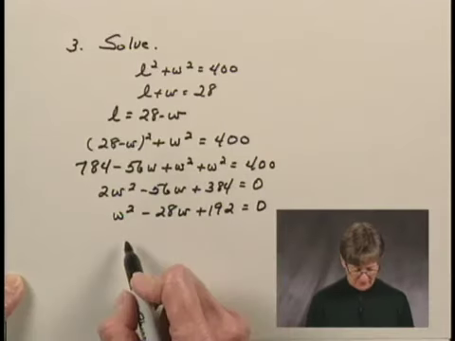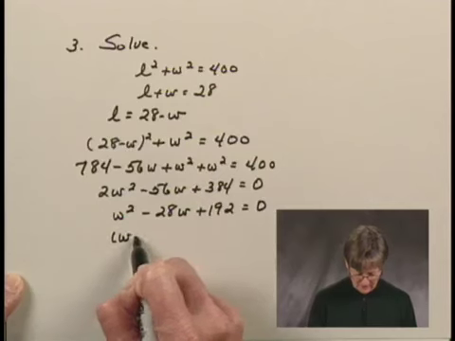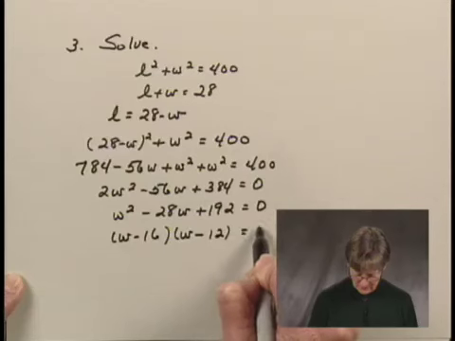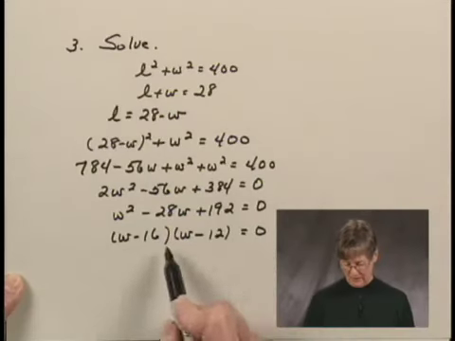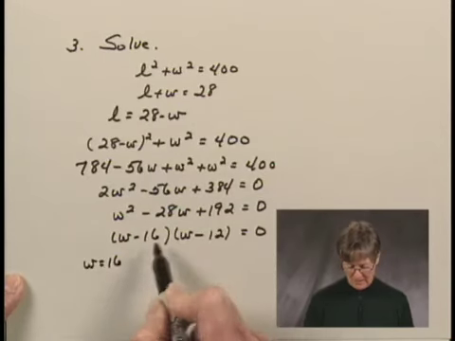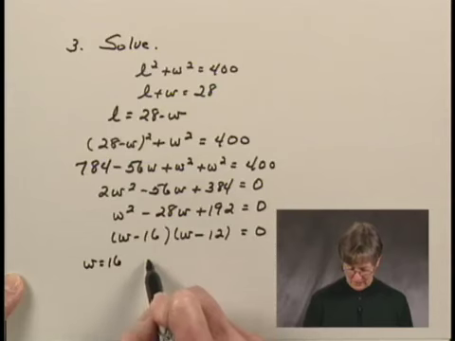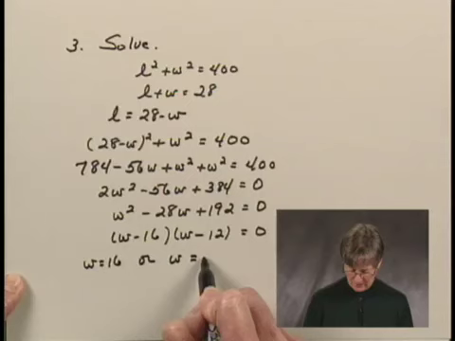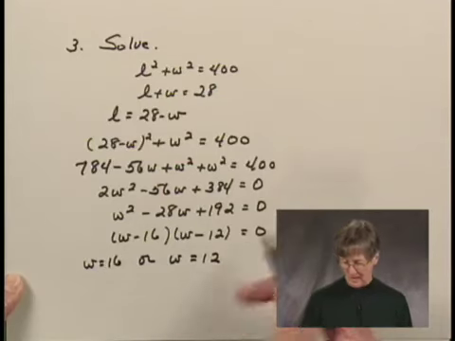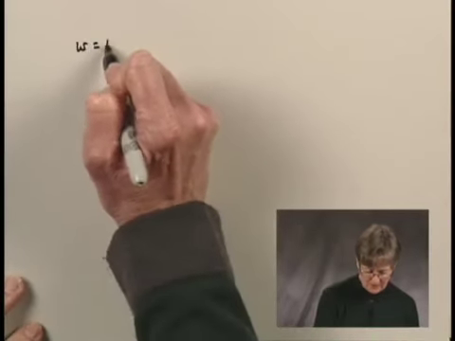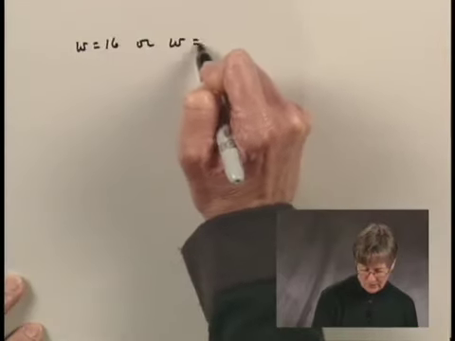Now I can factor on the left-hand side, and I get W minus 16 times W minus 12 is equal to 0. So we can see that the solutions of this equation are going to be W equals 16, which is what I get when I solve W minus 16 equals 0, or solving W minus 12 equals 0, I get W equals 12. Now, we've found W. We have W equals 16, or W equals 12.